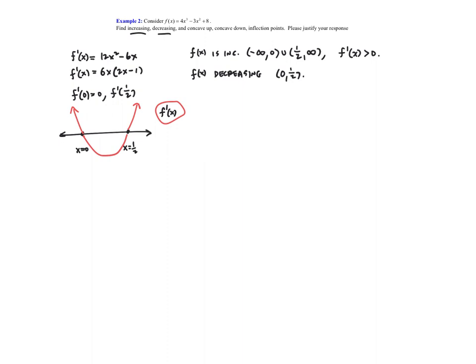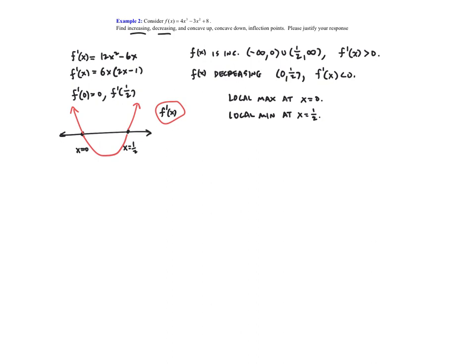It doesn't ask us for local extrema, but I would just make the observation for the extra practice to show that there is a local max at x equals 0. You can see that f prime equals 0 there and changes from positive to negative, and a local minimum at x equals 1/2. f prime at that value equals 0 and changes from negative to positive.